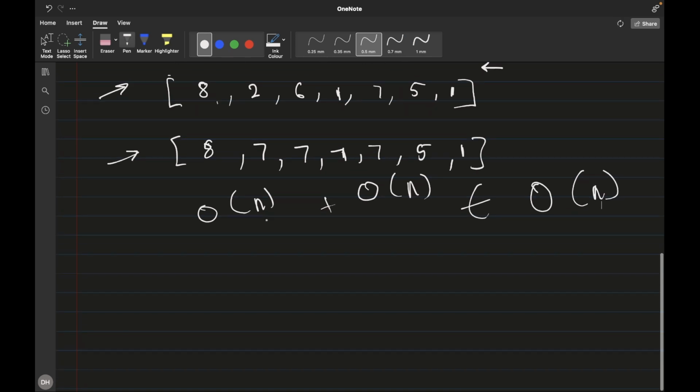But can we optimize it still further? Could we do it so that the time complexity is O of n and the auxiliary complexity is O of 1? Because in this case we are using an auxiliary complexity of O of n. Let's try to optimize it even further.